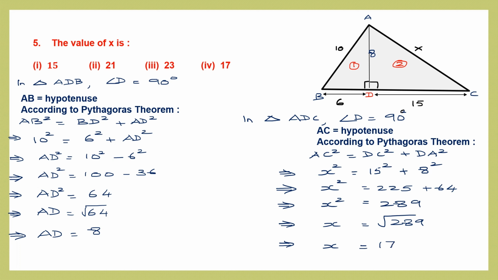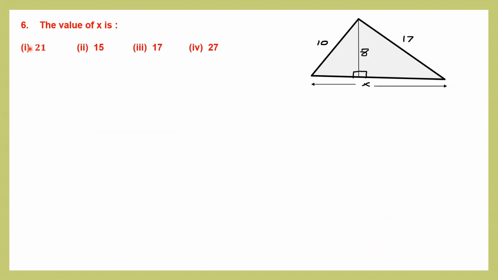So, we have found the value of x. When you multiply 17 into 17, you get 289. So, 17 is our answer. And in the options, that is option 4, 17. This is our answer. Question 6.